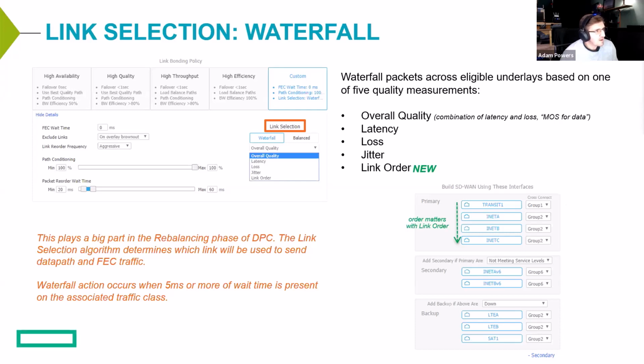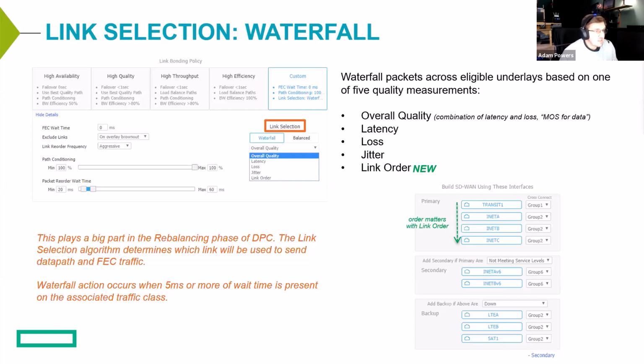So let's first talk about link selection. Now, there's some new stuff here. When you click on the custom box, each overlay has its bonding settings. So each overlay has a different custom box that you can click on and modify.